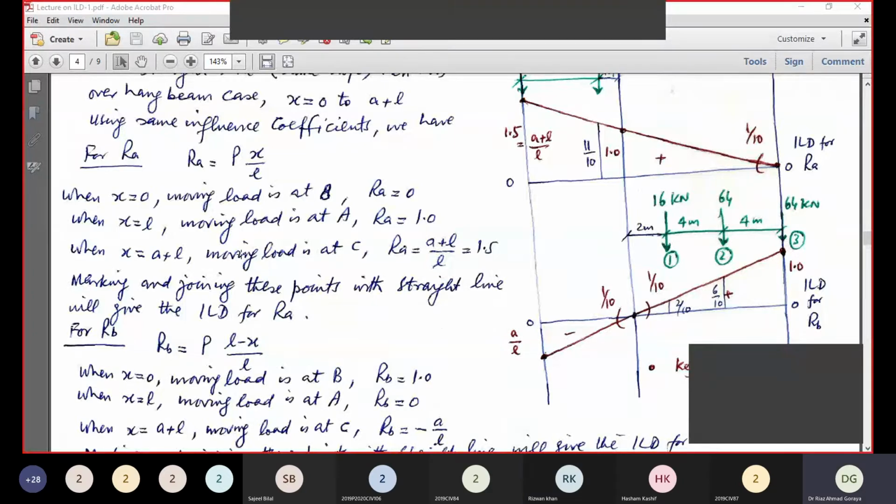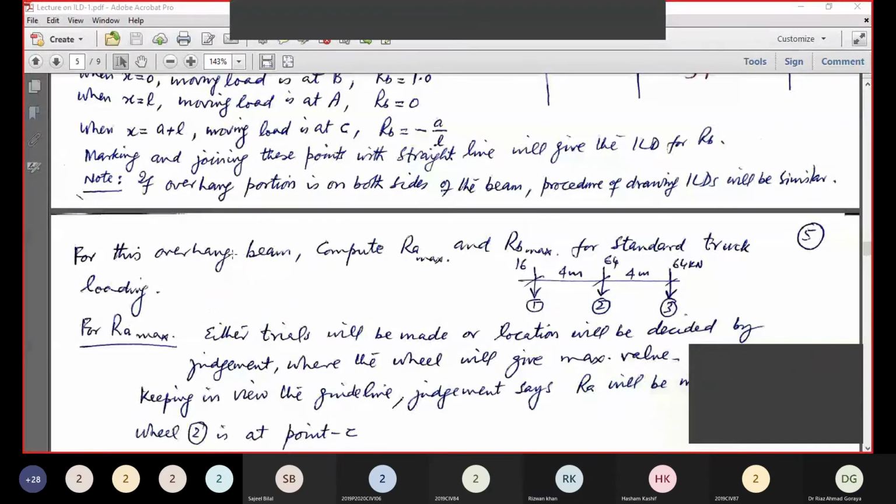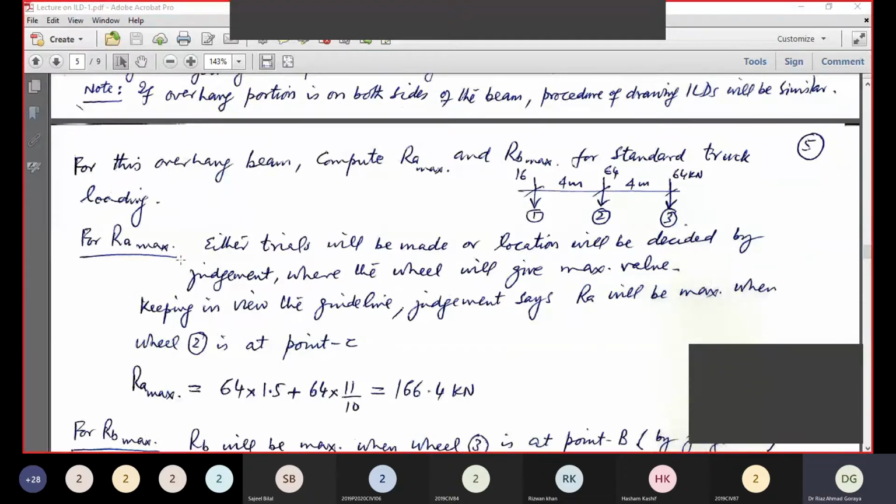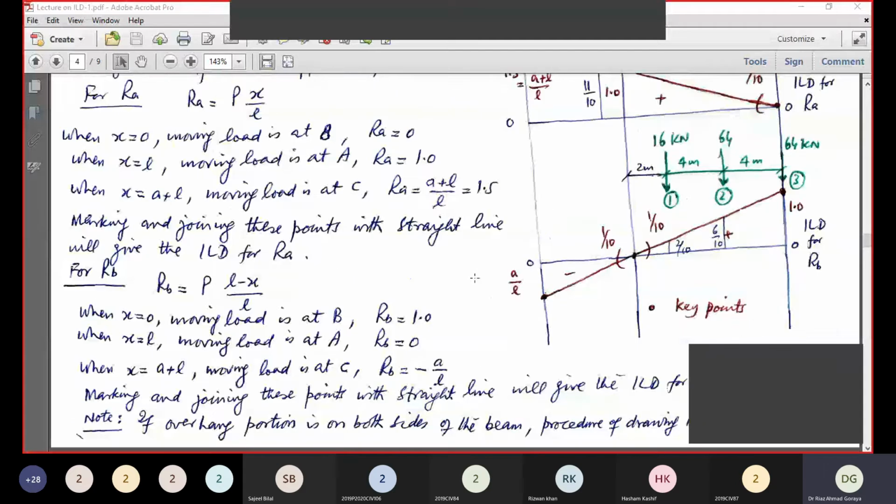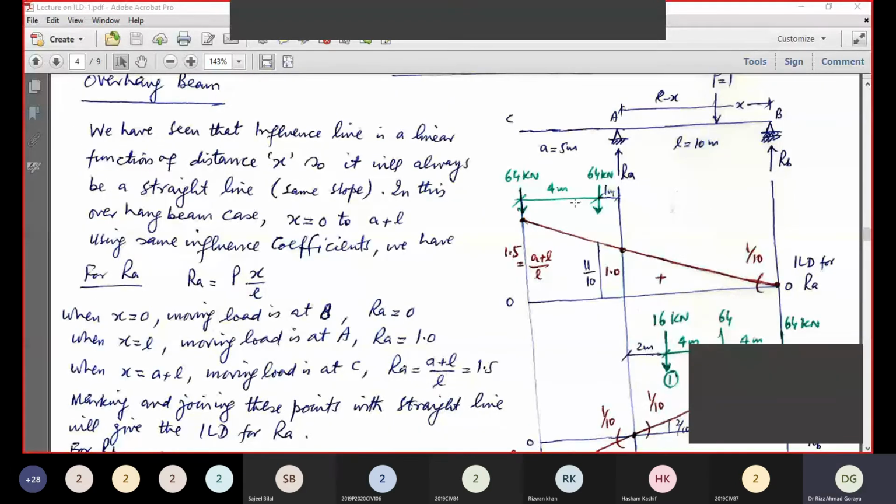Now we have to compute maximum reaction for standard truck loading. Again, either trials will be made or the location will be decided by judgment, where the wheel will give the maximum value. Keeping in view the judgment and the guideline, these are the wheels of the truck.